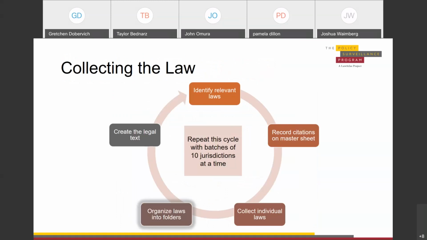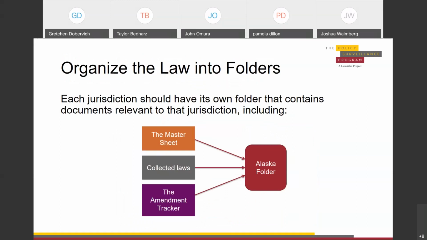So that step in this process was a pretty basic one. It allows us to collect the individual laws, and then now what we do is take those individual laws that are collected into separate documents on our computer and organize those into folders in our computer. So what we mean by that is this visual here. Basically, each jurisdiction should have its own folder that contains documents relevant to that jurisdiction. So we have in the Alaska folder, for example, and in a 51 jurisdiction survey, 50 states plus DC, there will be 51 total folders.